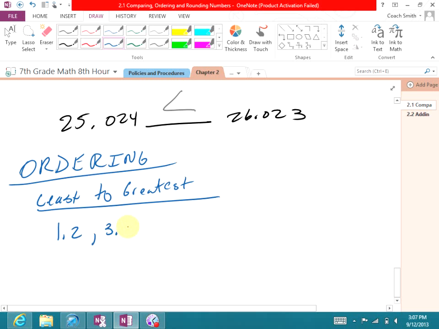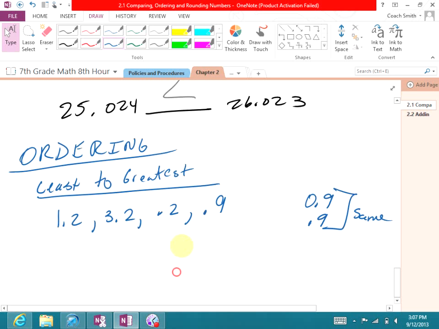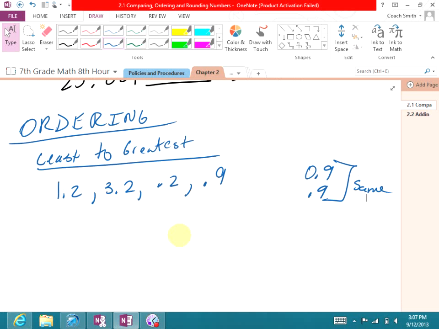Let's say I have this: 1.2, 3.2, 0.2, and 0.9. Remember that .9 and 0.9 are the same. I always want to emphasize that because some people sometimes forget and they get confused. But they are the same. All right, as we look at those numbers, which one is the smallest? Haley. Point what? Yes, 0.2. Okay, so 0.2 is the smallest.